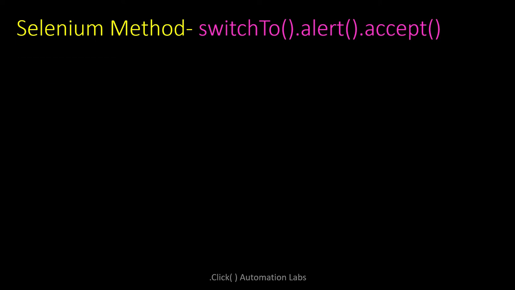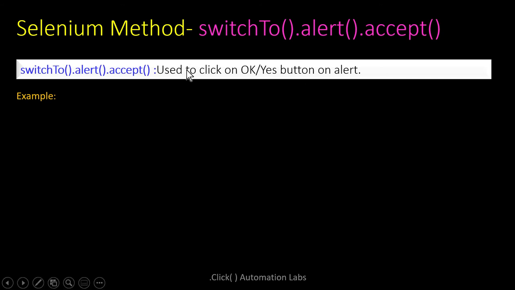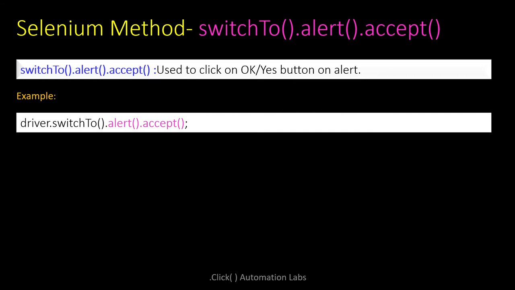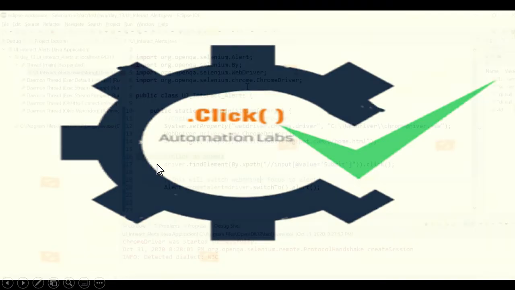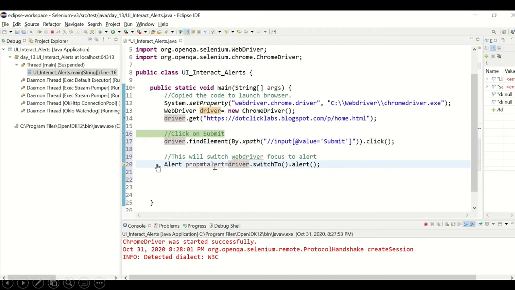So switch to dot alert dot accept. Use it to click on OK or yes button on alert. If there is any alert and you want to click yes or OK, then you need to use driver dot switch to dot alert dot accept. So this is the syntax: driver dot switch to dot alert dot accept. What it does, it clicks on the yes button or OK button. So this is the command to accept the alert. Now let's see this example.